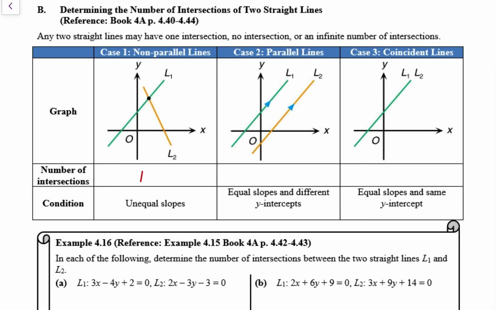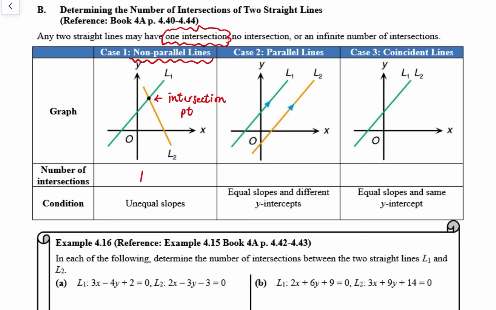So any two straight lines may have one intersection, as you can see in case 1, and that happens when the two lines are non-parallel. So referring to the graph, there is one intersection point. So the number of intersections is 1, and the condition is the two straight lines have unequal slopes.